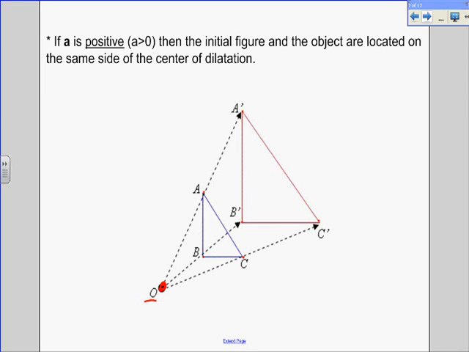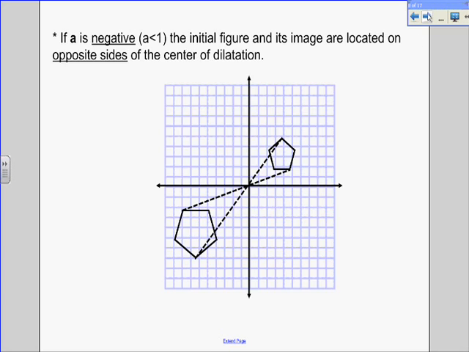So what does it look like if a is a negative number? If a is negative, then our initial figure and its image are located on opposite sides. So this is our center here, the origin, and this is our initial figure, and this is its image. And we can see here that the scale factor a, this lowercase a, is going to be less than 1.